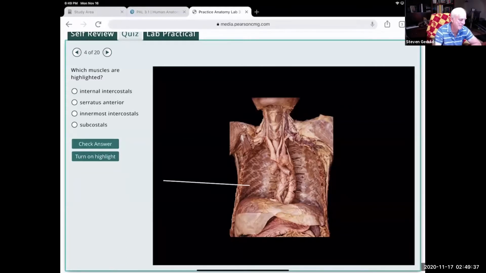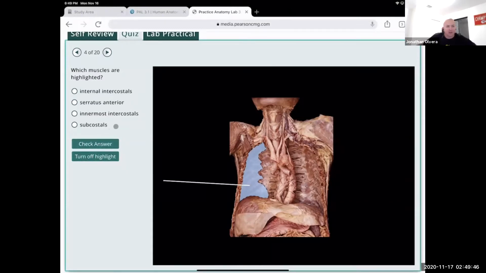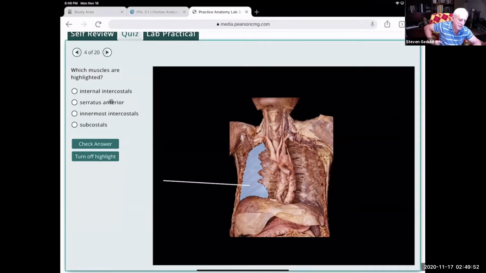We all do that. What muscles are highlighted? Let's turn on the highlights so we can see. So what are those muscles? The external, or no, my bad. Serratus anterior? Serratus anterior is more along the side. Those are between the ribs, it looks like. Those should be your internal intercostals, I think. Serratus anterior is more towards this area here.